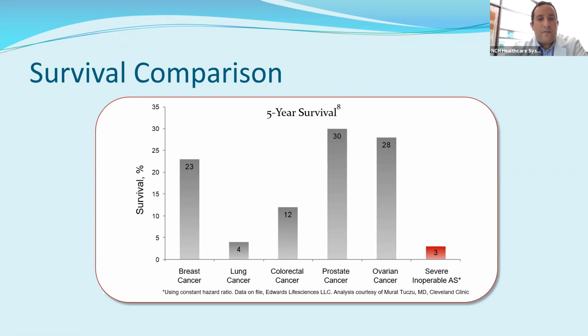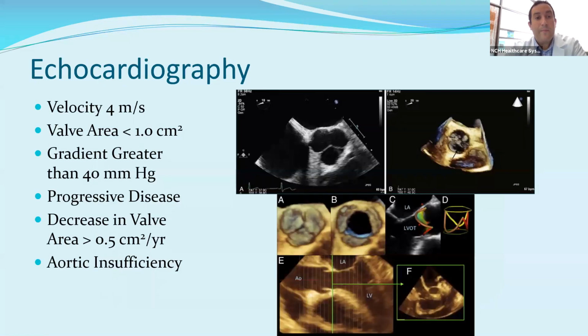This is just a graph that I like to show because it makes a really important point. We hear a lot on TV and in the media about cancer, and how bad and devastating it can be. We look at the 5-year survival for different types of cancer, bad ones like ovarian, prostate, breast, and lung cancer. And severe aortic stenosis has a 5-year survival that is significantly lower than any of these cancers. That's if it's untreated. The beauty is we can treat this, and people can do well and go back to a normal survival.